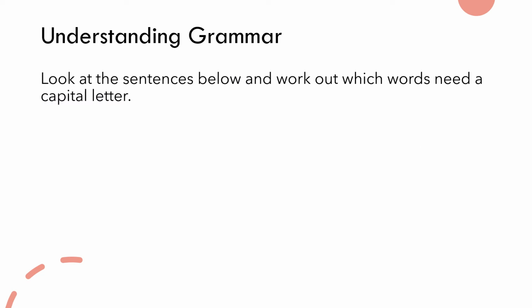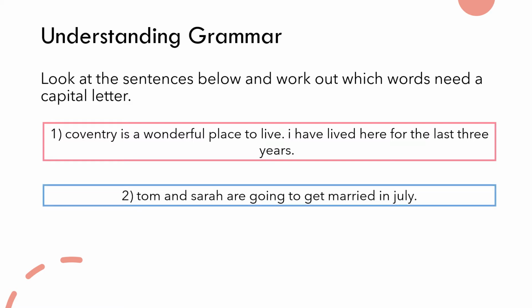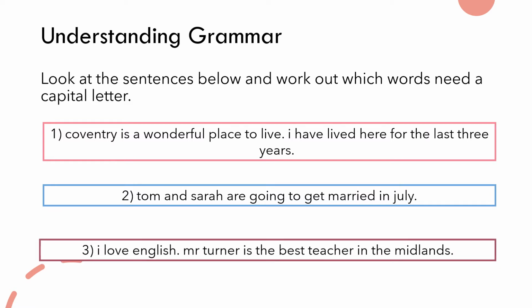Look at the sentences below and work out which words need a capital letter. The first one says, Coventry is a wonderful place to live. I have lived here for the last 3 years. We're going to go through the other two examples as I do, if you want to spend some time looking through each one and thinking of which parts of the sentences need a capital letter. Number 2, Tom and Sarah are going to get married in July. And the final one, I love English. Mr. Turner is the best teacher in the Midlands. If you'd like to pause the video here and spend a bit more time going through it, that's fine.